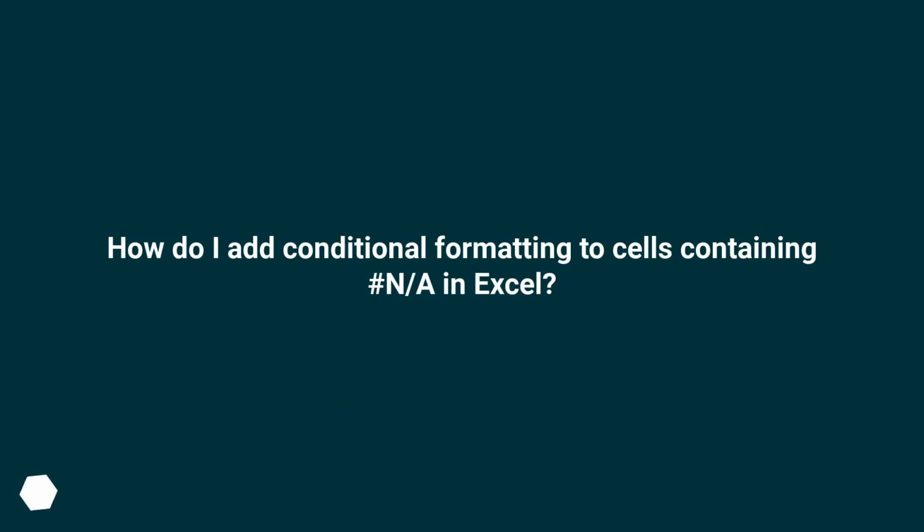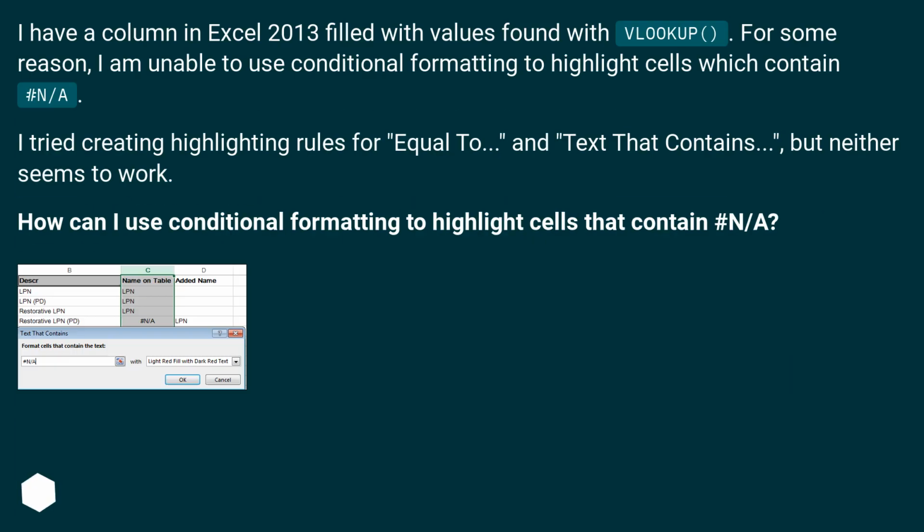How do I add conditional formatting to cells containing #NA in Excel? I have a column in Excel 2013 filled with values found with VLOOKUP. For some reason, I am unable to use conditional formatting to highlight cells which contain #NA. I tried creating highlighting rules for equal to and text that contains, but neither seems to work. How can I use conditional formatting to highlight cells that contain #NA?